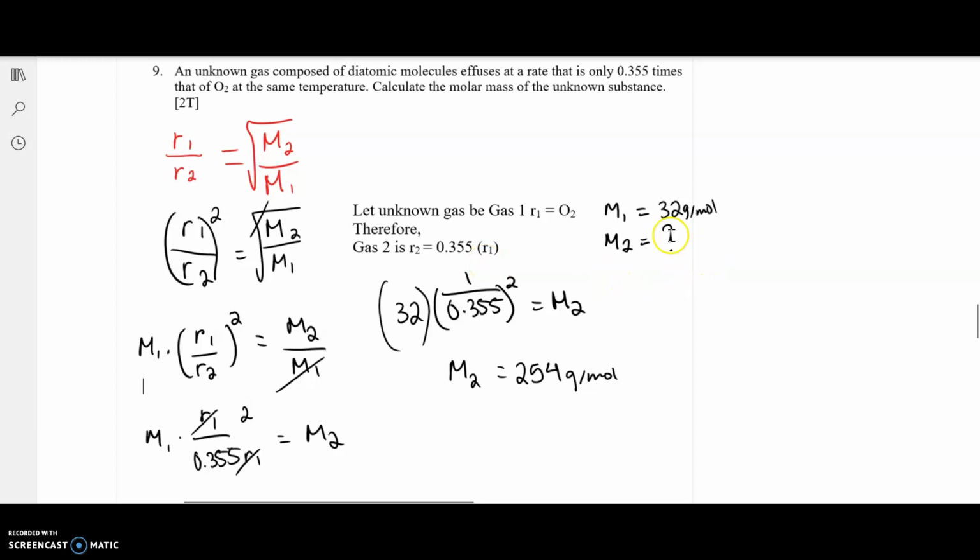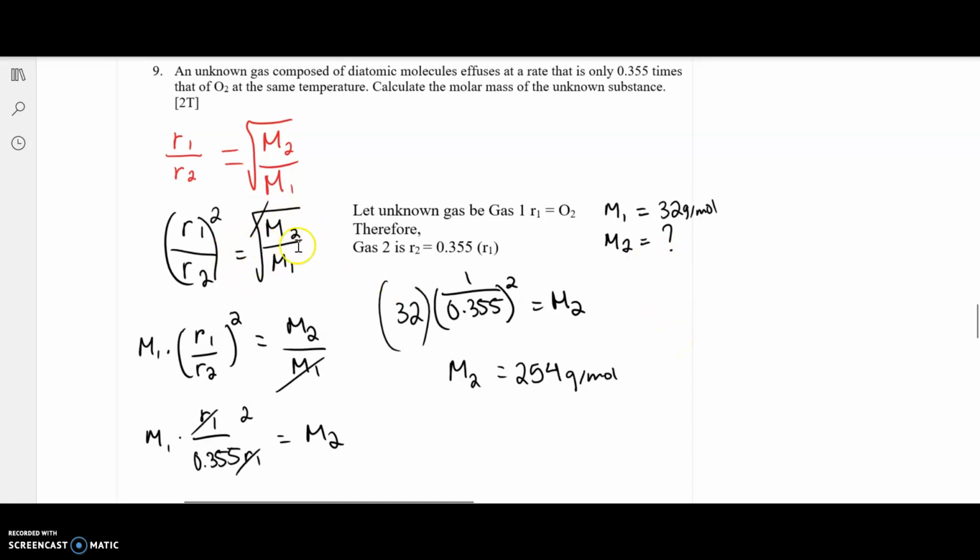Then we find the molar mass of O2 by adding 16 plus 16, because oxygen has a molar mass of 16 grams per mole, and then we get 32 grams per mole. And obviously we don't know the molar mass of the unknown substance yet, so that is what we have to find.